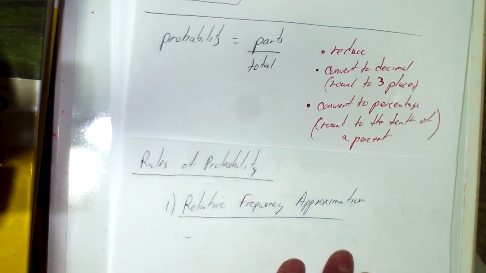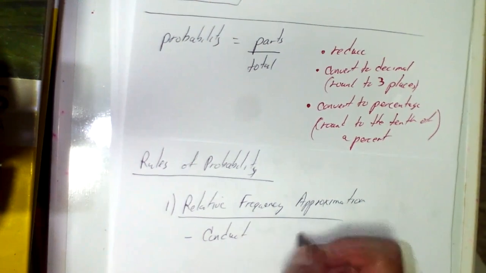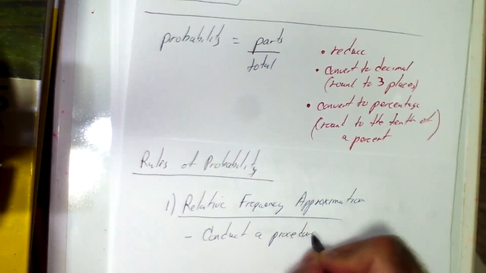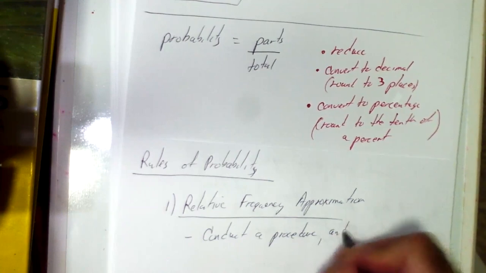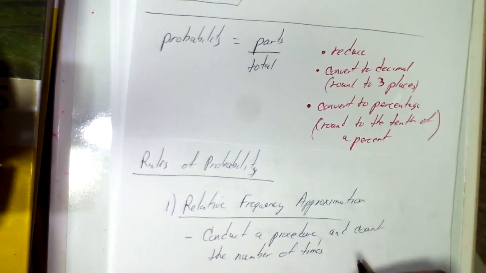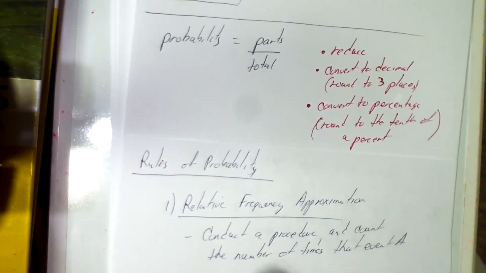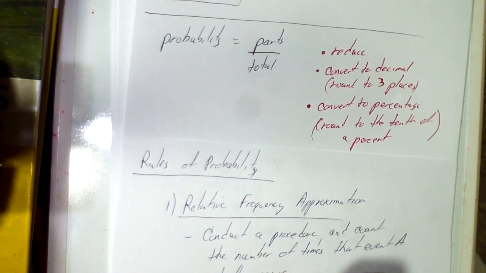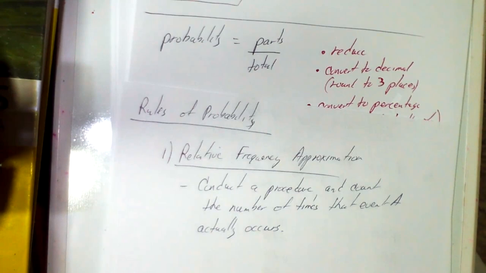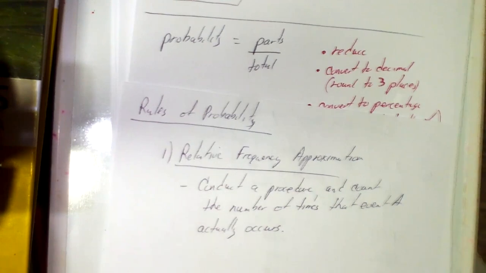Okay. Definition of that says you conduct a procedure and count the number of times that event A actually occurs. So this rule, I'm going to demonstrate what happens for this rule.